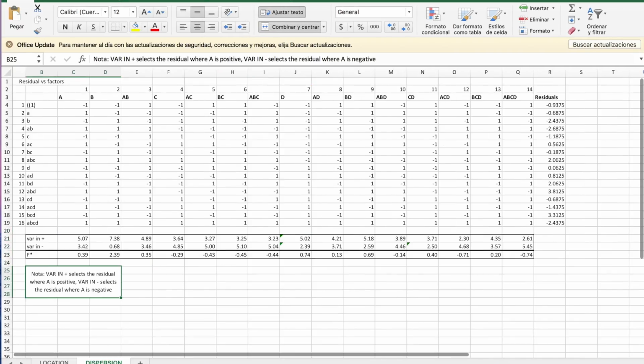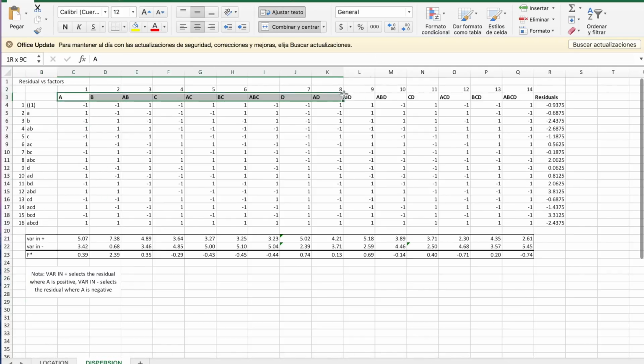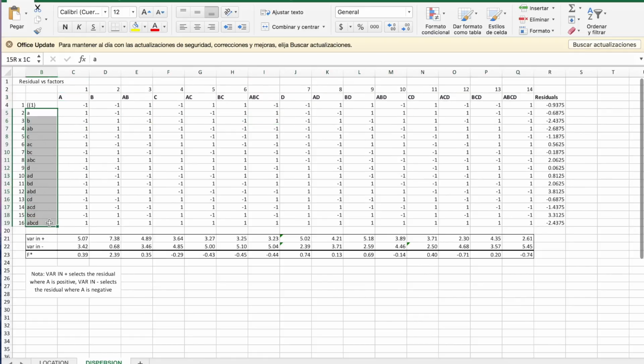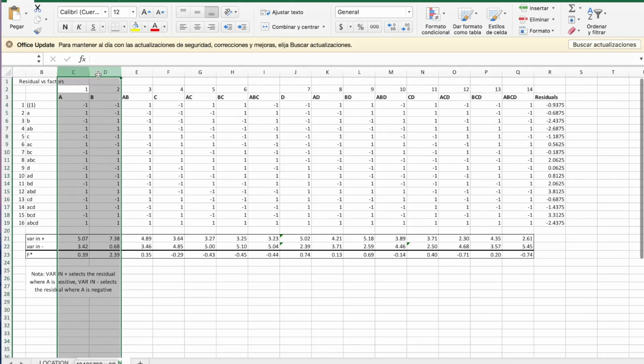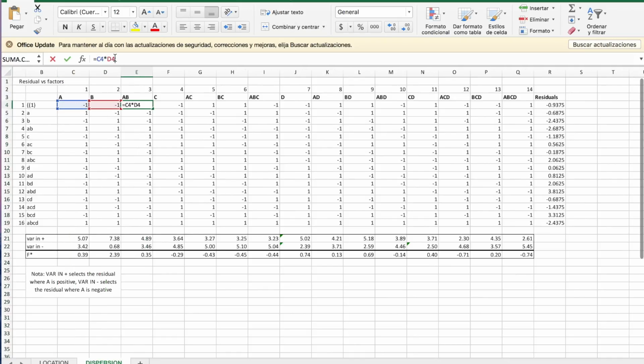The next test we're doing is for dispersion. We put the letters from A to D and then the combinations. For A, the signs are the same we used in the last exercise. For B, C, and D. And then for AB is just the multiplication of the signs of A and B, and the same for C and the rest of them.